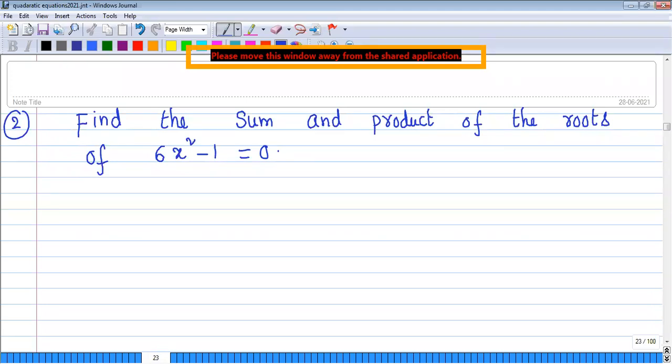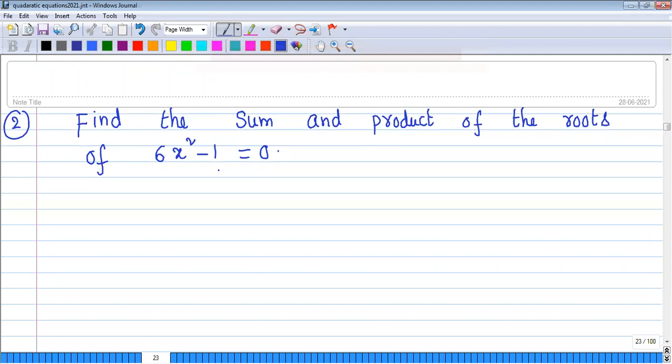What is the sum? 0. Very good, because the coefficient of x is absent. What is the product of the roots? Minus 1 by 6. Very good.